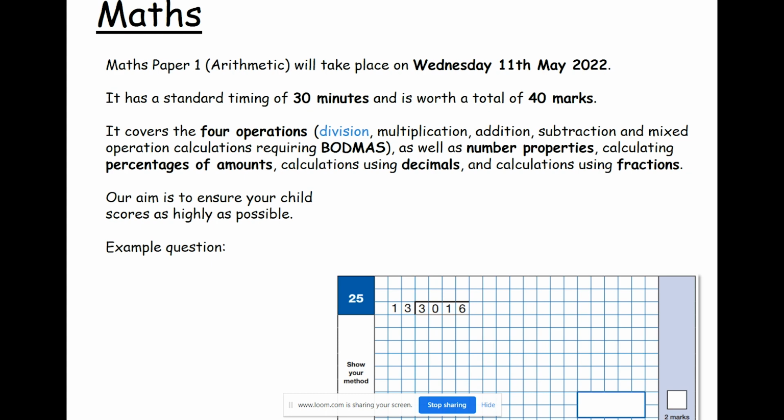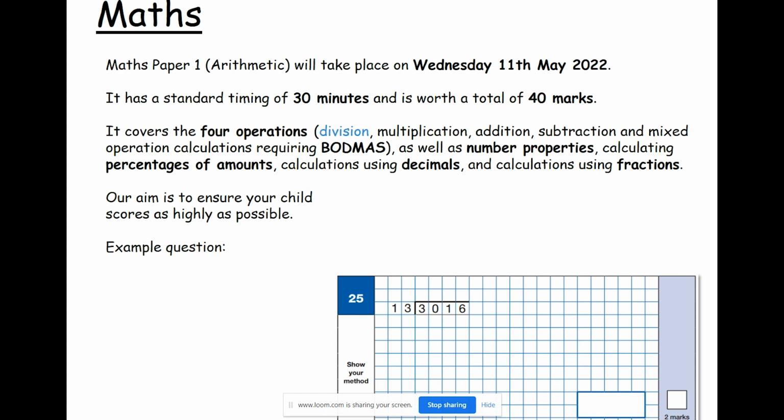This is the easier of the 3 maths papers, and it covers mainly the 4 operations, including division, multiplication, addition, subtraction, and mixed operation calculations, which would be BODMAS or BIDMAS, where they have to do them in a certain order: brackets first, then indices, division, multiplication, addition, subtraction. As well as number properties, place value questions, percentages of amounts, decimal questions, and quite a significant amount of fraction questions.